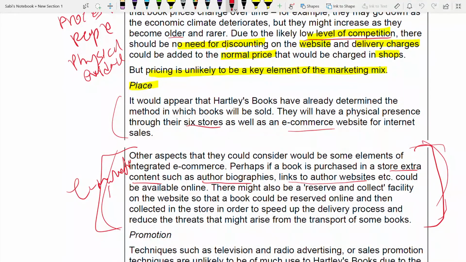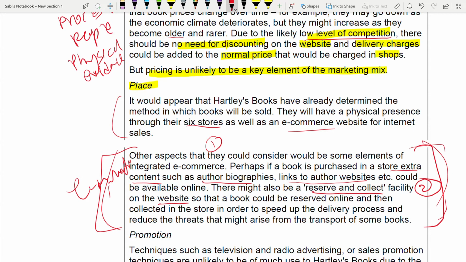Okay, this is one. Second thing is, they are giving all the possible solutions in one paragraph. That's the issue. That's why the answer looks very plain. Second could be a reserve and collect facility. They can include it on the website. That means you reserve a certain book and you come and collect it later when it's available in the stores, out of the 6 stores. That also could be one. See how creative you need to be here to think about this point.